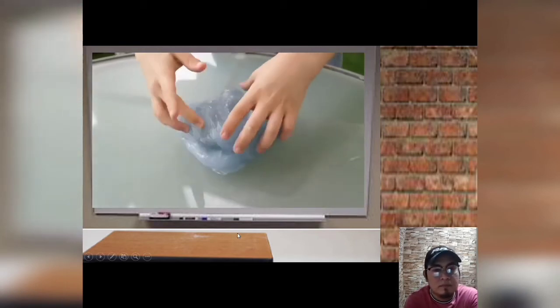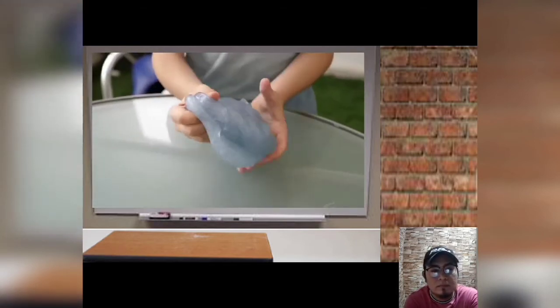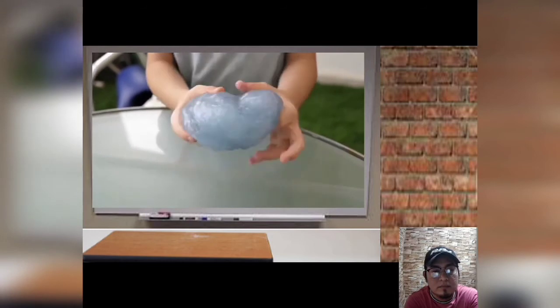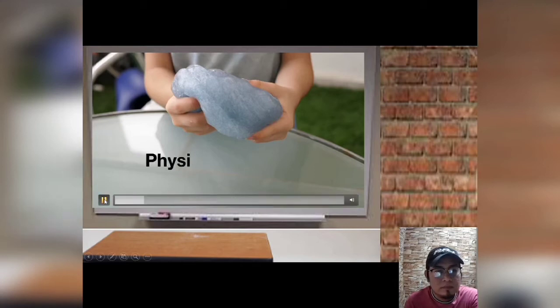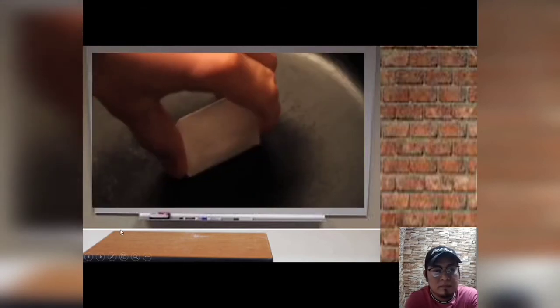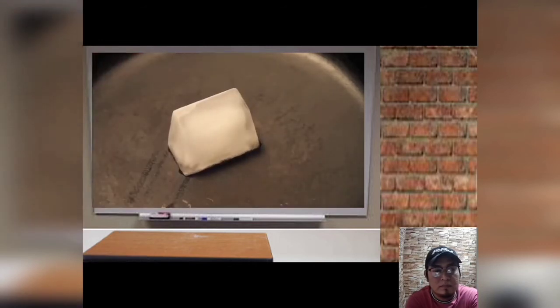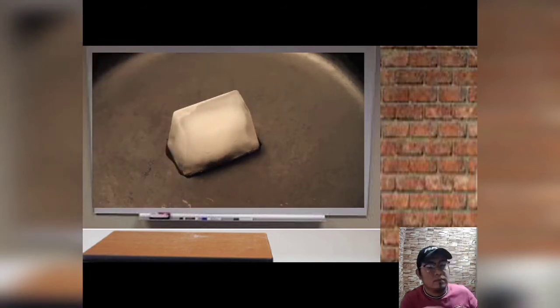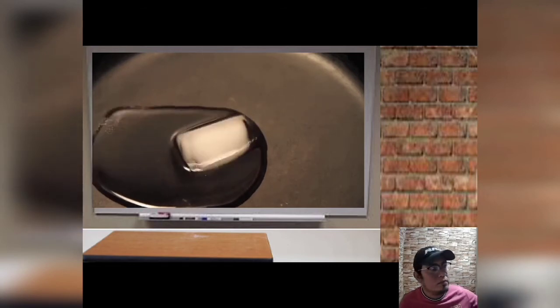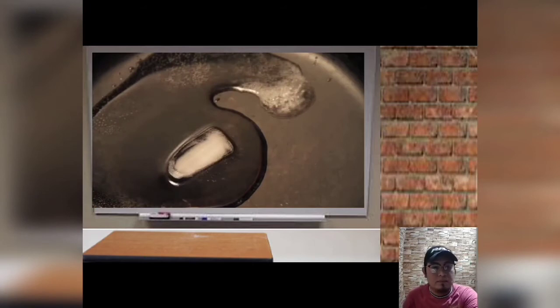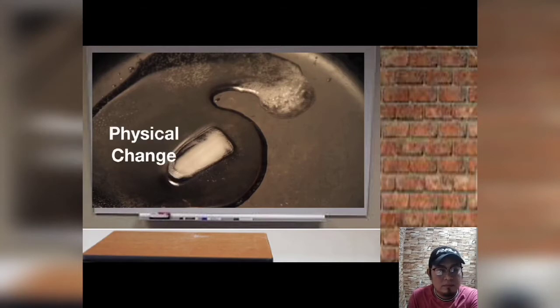Here's another. No matter what you do to this ball of slime, whether you pull it, push it, twist it, or bend it, it's still just a ball of slime. So pushing, pulling, bending, and twisting are all just examples of physical change. Here's another. If you take an ice cube and put it on a hot pan, you can see it quickly melt into a puddle of water. But even though the puddle looks very different than the ice cube, they're both just types of water. No new substance is being created, and so the melting of an ice cube is just a physical change.